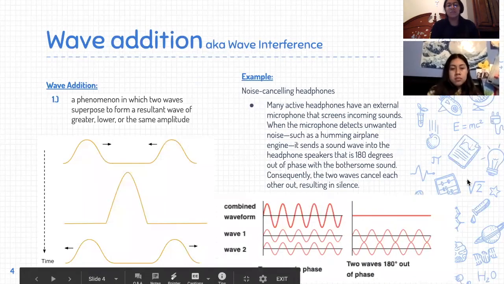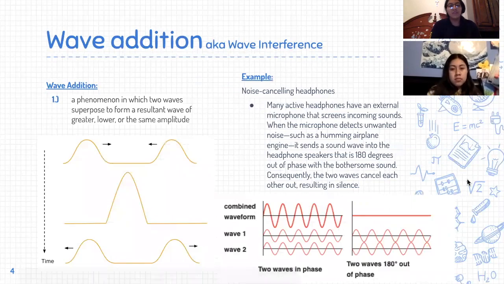So wave addition, which is also known as wave interference, is a phenomenon in which two waves superpose to form a resultant wave of greater, lower, or the same amplitude. So in the picture below, you can see that two waves are coming together to make one big wave and then going back to make their own waves. So an example would be in noise canceling headphones.